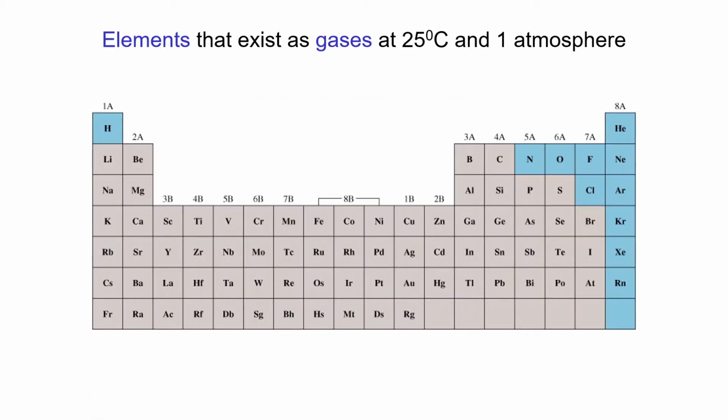You should be able to remember that several elements we discussed back in chapters 2 and 3 exist in nature in the form of diatomic molecules, and they are gases: hydrogen, nitrogen, oxygen, fluorine, and chlorine. Also add to that the noble gases, and you have the collection of elements that exist as gases at room temperature, about 25 degrees Celsius, and 1 atmosphere. We'll discuss what that means in a moment.